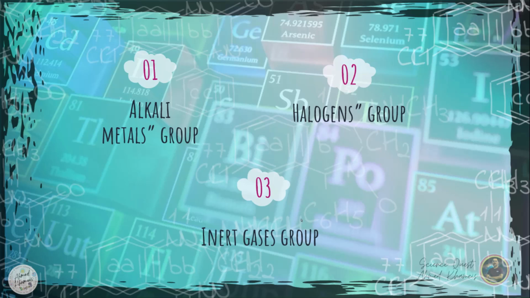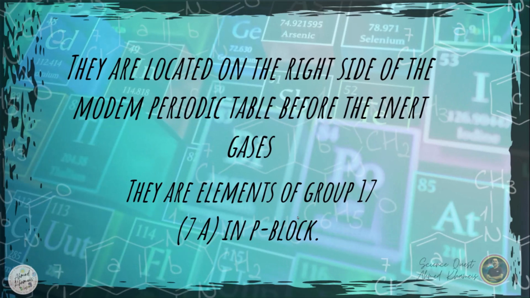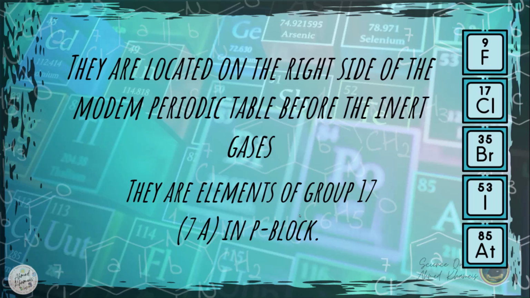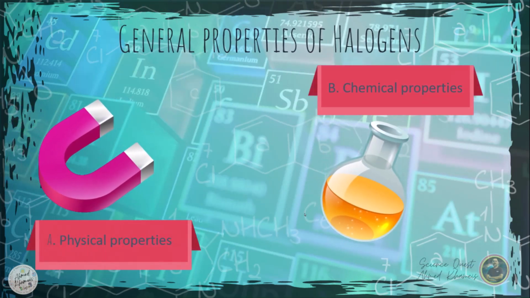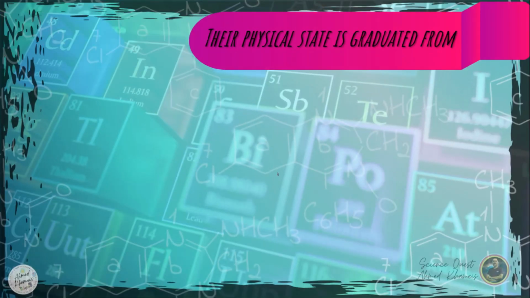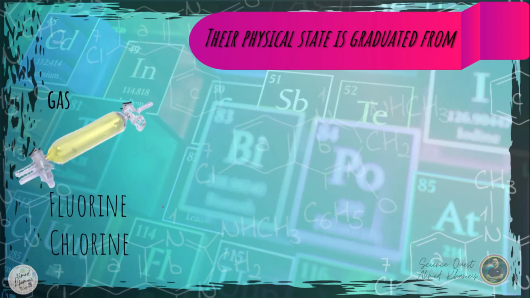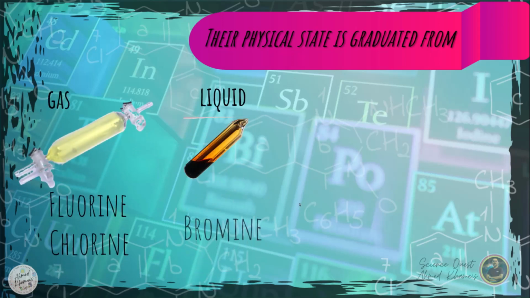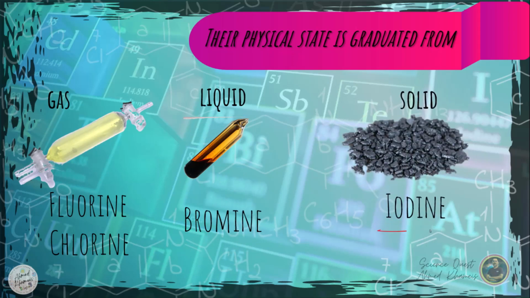Second, the halogens group. They are located on the right side of the periodic table in group 17 or 7A in the p block. The physical properties of the halogens: their physical states graduate from gas state, like fluorine and chlorine, to liquid state, like bromine, to solid state, like iodine.